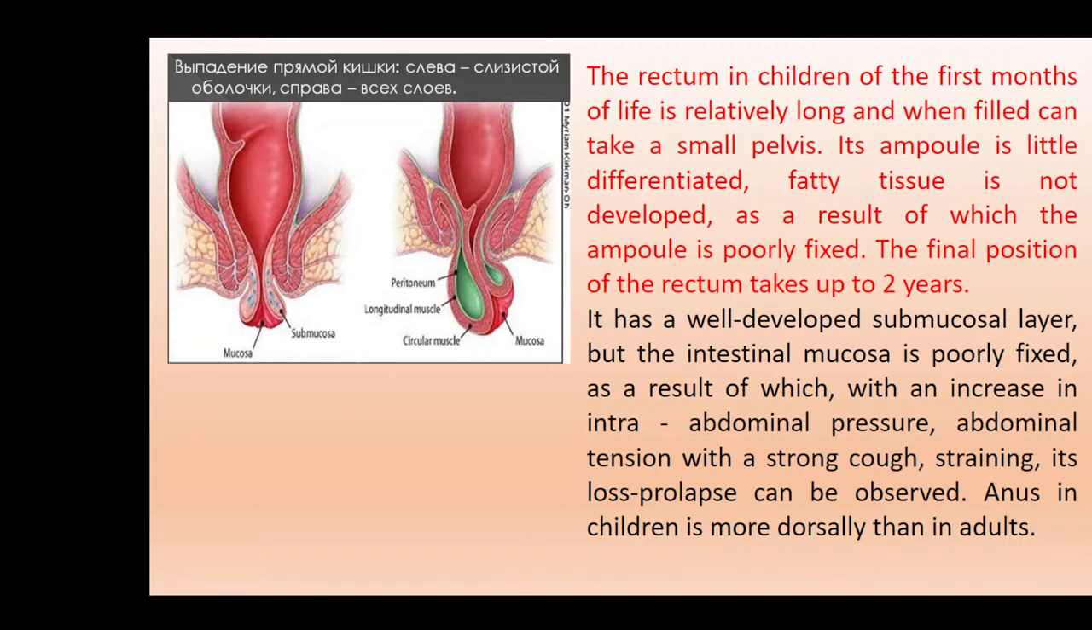It has well-developed submucosal layers, but the intestinal mucosa is poorly fixed, as a result of which, with increase in intra-abdominal pressure, abdominal tension, strong cough, or straining, its prolapse can be observed. The anus in children is located more dorsally than in adults. You can see the mechanism of prolapse of mucosa.